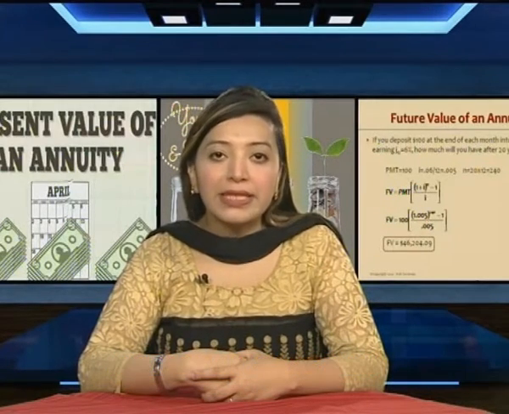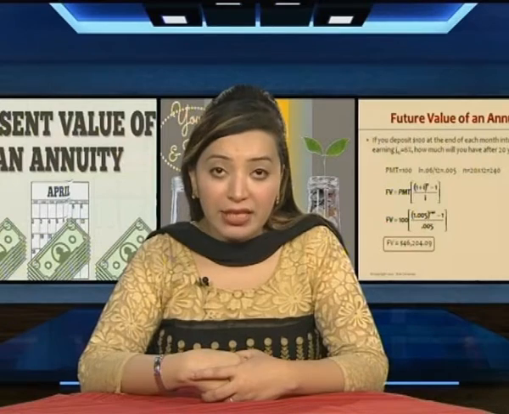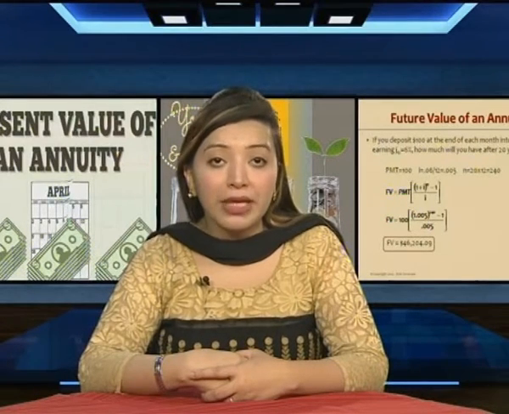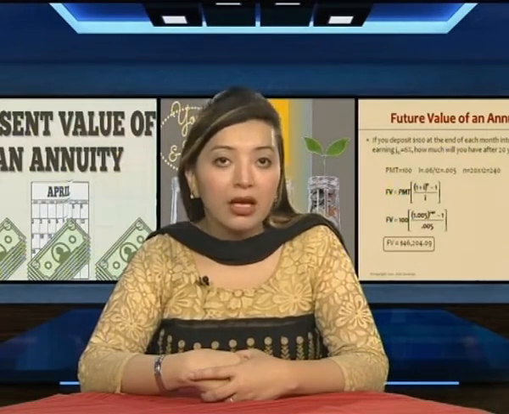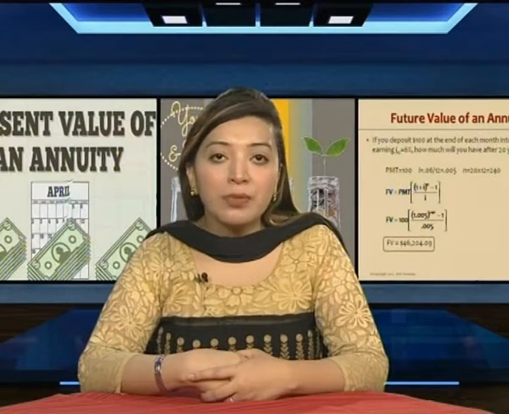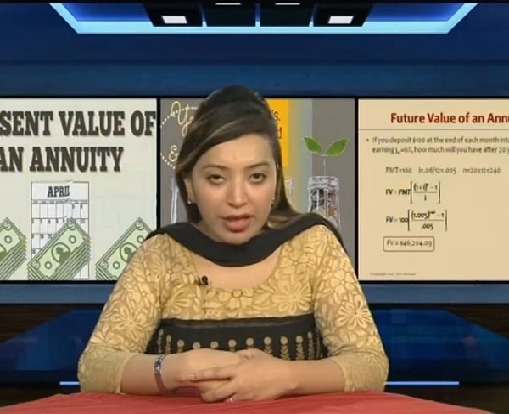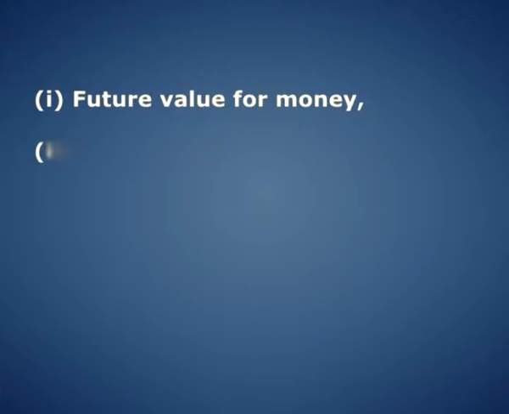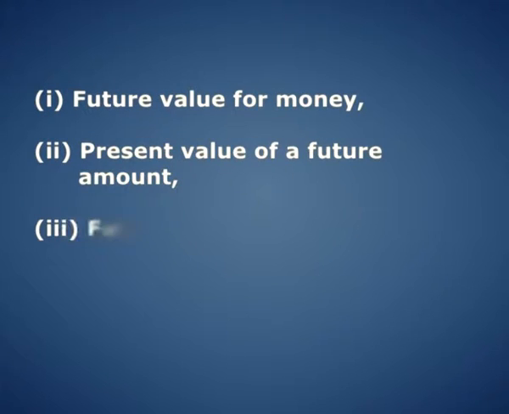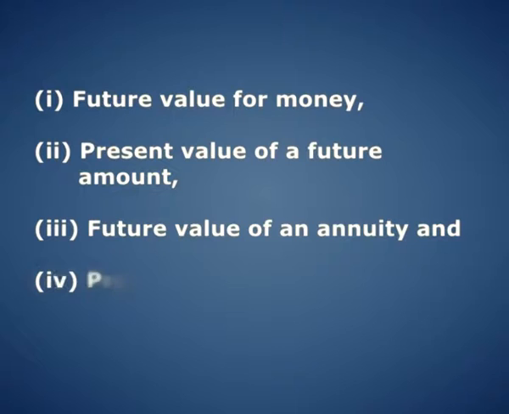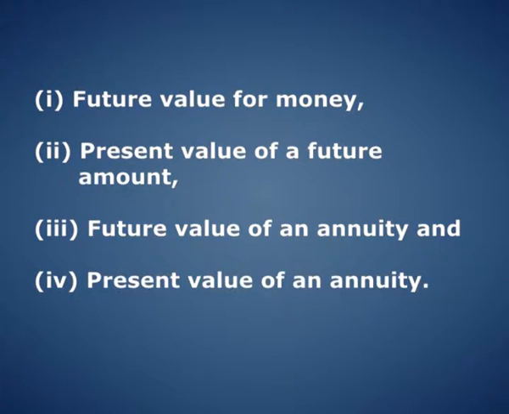In this chapter we'll discuss some objects in finance that deal with the time value of money, such as investments, loans, etc. The chapter can be broadly classified into four categories. The first one, future value of money. Second, present value of the future amount. Future value of an annuity and the present value of an annuity.